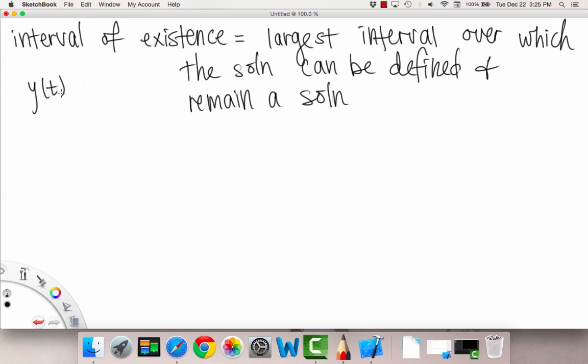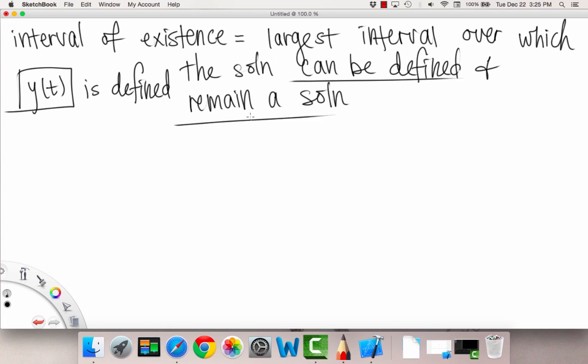So in doing so, we define these intervals, and there could be multiple intervals as well, such that this solution here is defined. We want this to be defined, okay? And then the second part: this is the defined part, and then we have remain a solution.